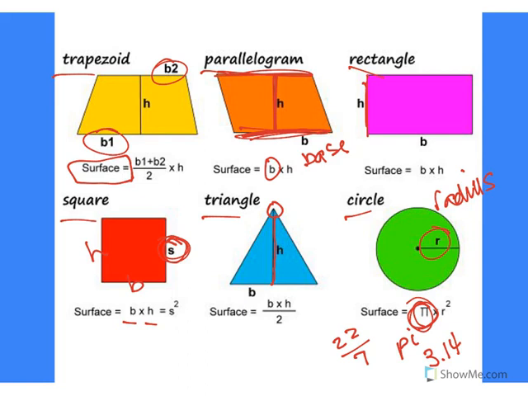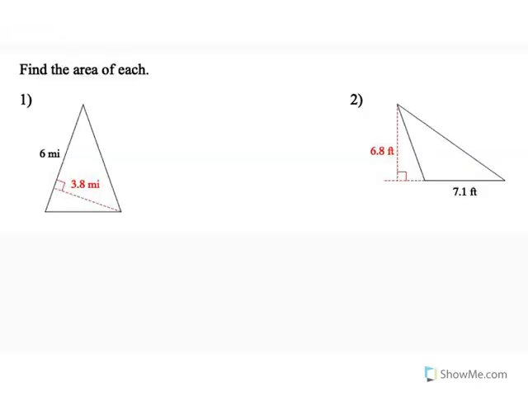Yes, write this down. But just write trapezoid formula, or parallelogram formula, rectangle formula. You don't have to do all the pictures. Ignore that surface thing. Okay? So let's use some of our formulas.